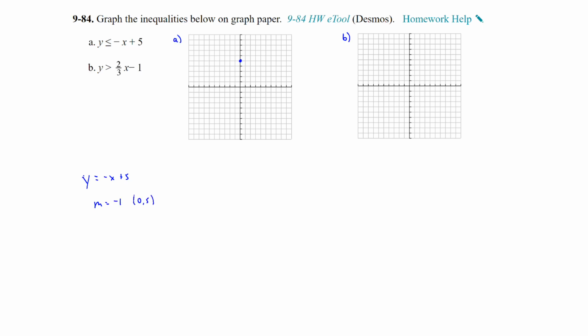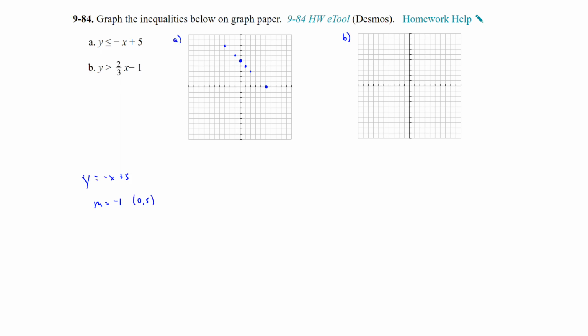So we'll plot the point 0, 5, and then since your slope is negative 1, you need to go down 1 over 1 to the right or up 1 to the left 1. If you want to spread those out a little bit, you can go down 2, you can go down 3, but just make sure it still represents negative 1. So I'm going to go down 3 over 1, get a point again, go up 2 over 2. Just kind of get my point spread out a little bit.